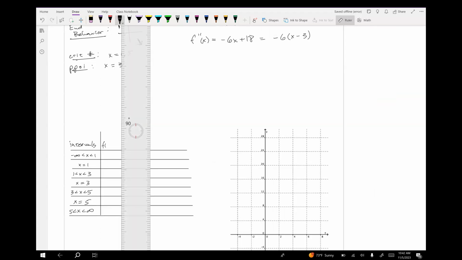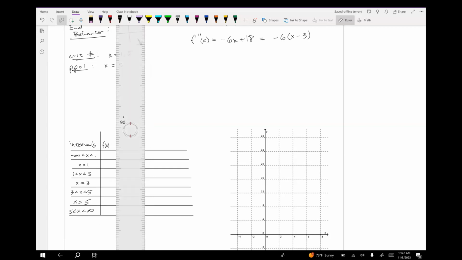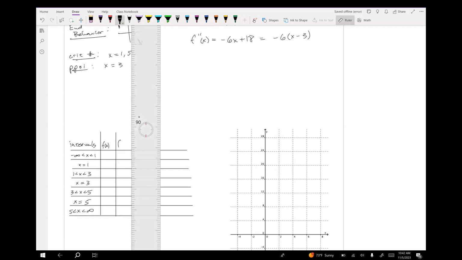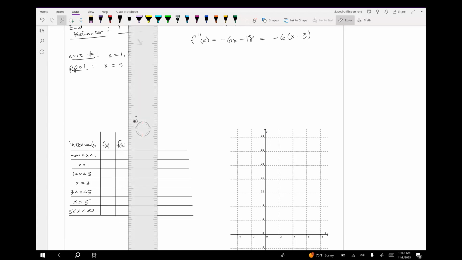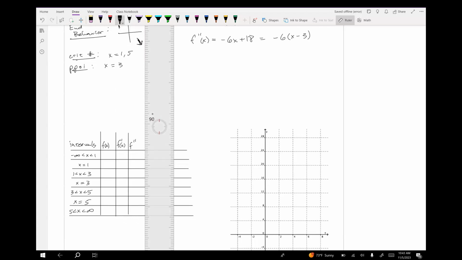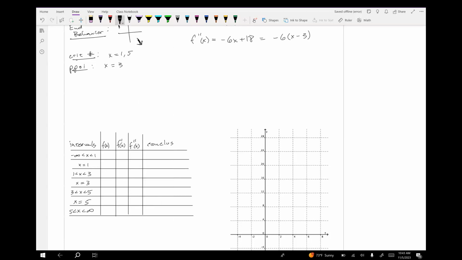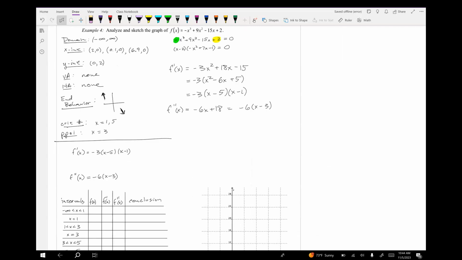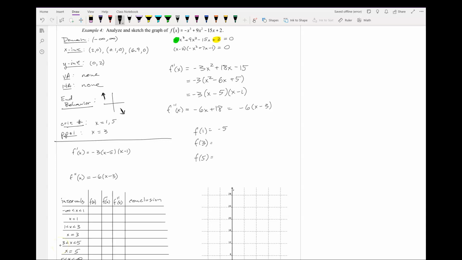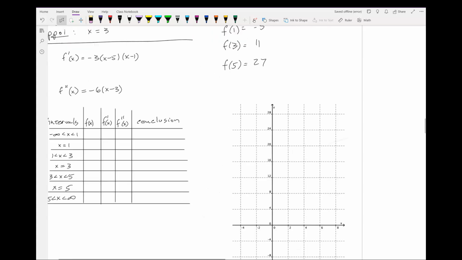We'll have a column for f of x, f prime of x, and f double prime of x. So first, finding the corresponding y values for our critical points and our possible point of inflection, we have to find f of 1, f of 3, and f of 5. I got -5, 11, and 27. You can pause the video and check those out on your own.